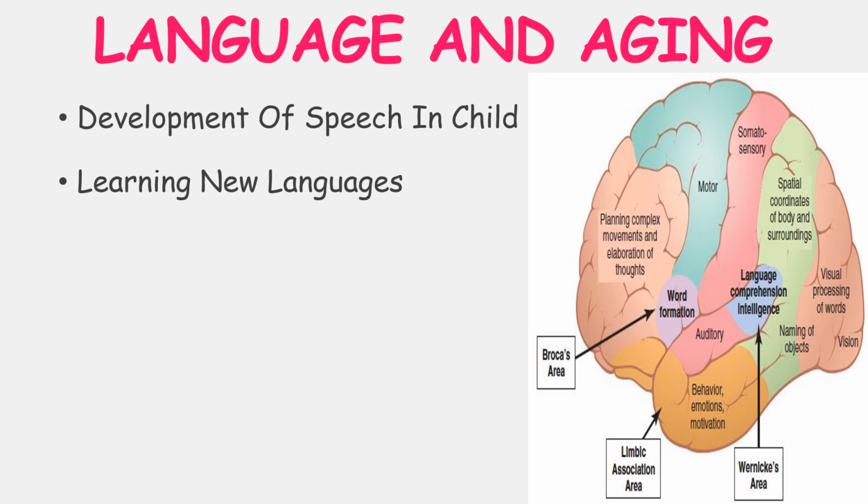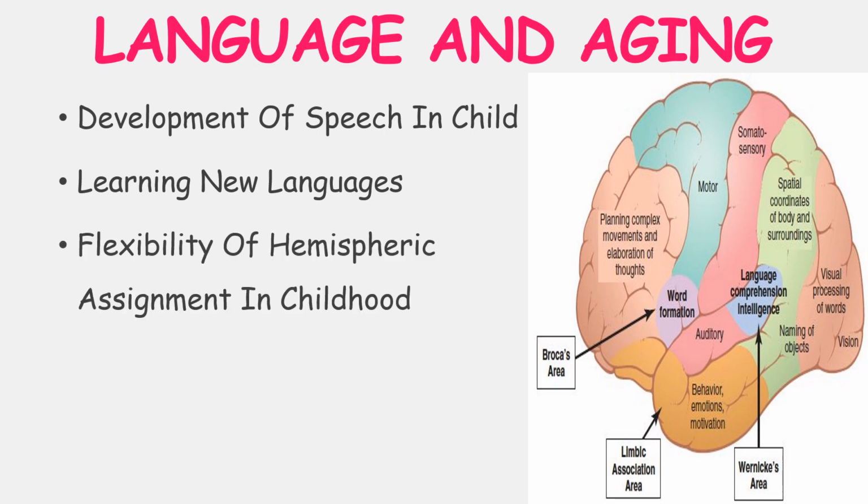But in children who learn two languages in their early life, there is only a single area for both languages. That is why children acquire fluency in the second language more easily than adults. If they learn two languages at that age, they can get better fluency.